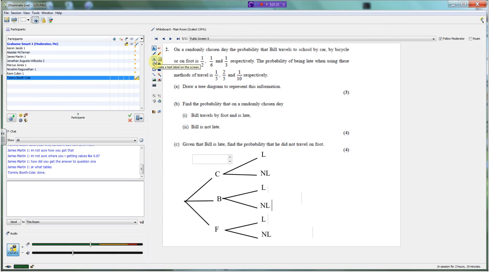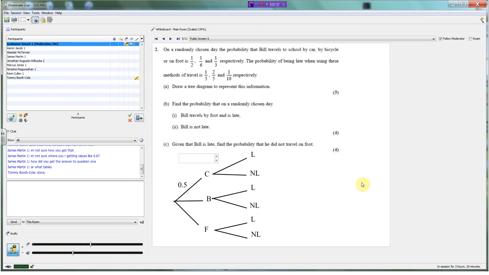Might be easier if you use just this one. Just create a text label like this one. If you watch what I'm going to do, and then 0.5, it might be easier. And then you can just move it down because you're not typing in lots of text. You're cool. Okay, Tommy, don't worry, I'll do it, mate.